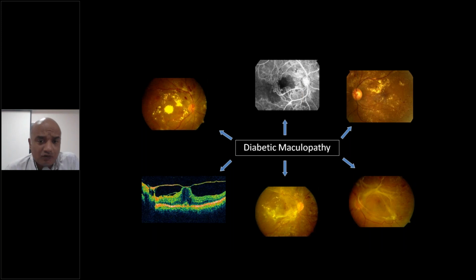When there is leakage, what is happening? There is swelling of the macular area. The retina swells there. So that is called macular edema or diabetic maculopathy. Now this is the FFA picture. FFA is nothing but fundus fluorescein angiography, where you inject a dye called fluorescein and you see what is the amount of non-perfusion areas.